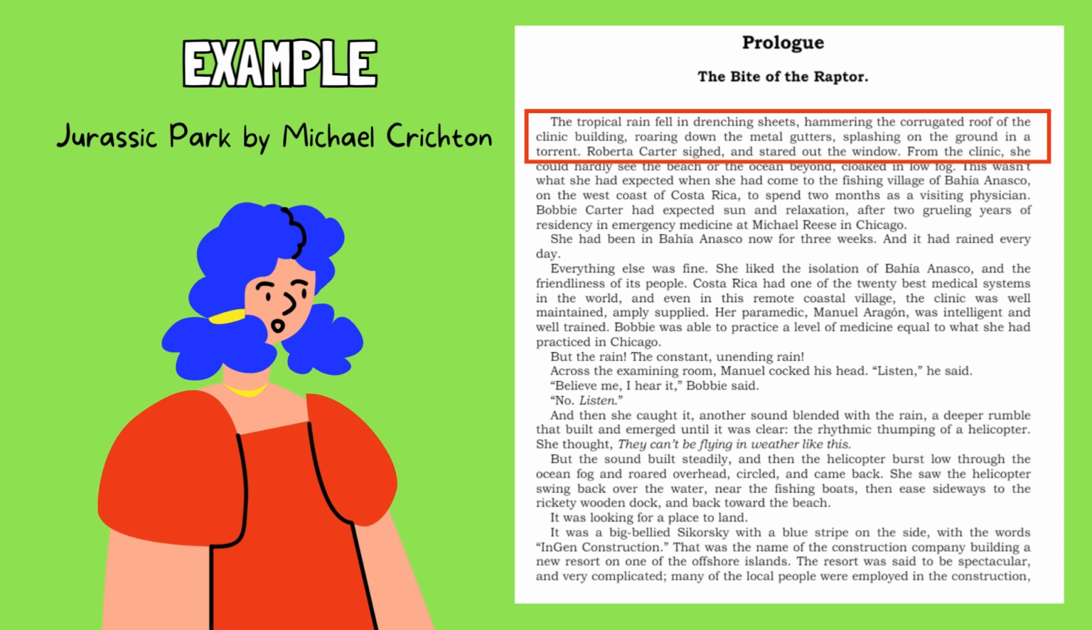The medical details of the injured man's wounds and Bobby's internal commentary on their unusual nature reveal the seriousness of the situation without explicit exposition. The dialogue between Bobby and Manuel further showcases the tension and confusion surrounding the event, leaving the reader to piece together the mystery alongside the characters.